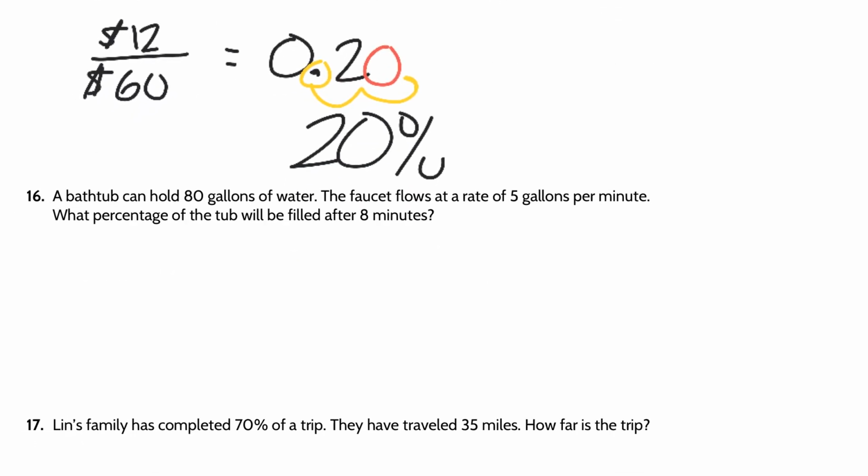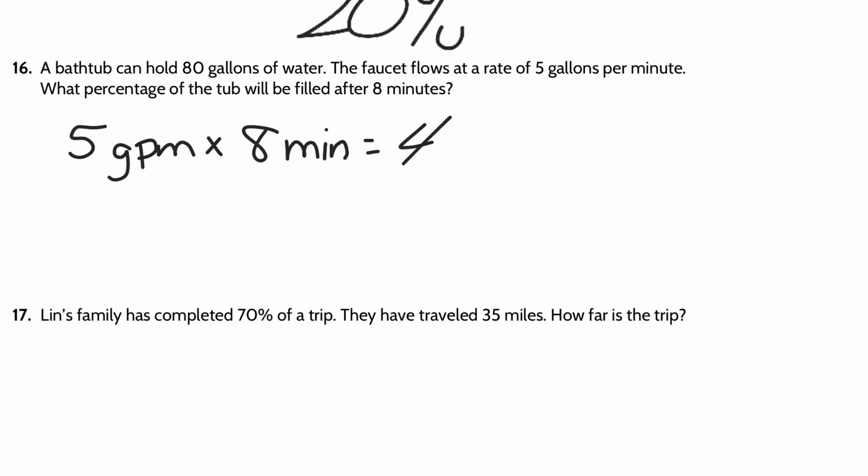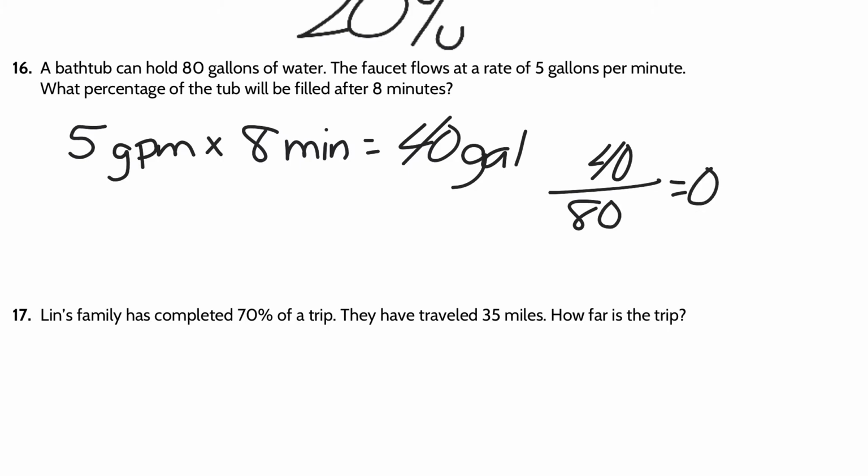A bathtub can hold 80 gallons of water. The faucet flows at a rate of 5 gallons per minute. What percentage of the tub, that is, will be filled after 8 minutes? Let's find out how many gallons that is first. If we have 5 gallons per minute times 8 minutes, that gets us 40 gallons. And if I take my 40 gallons that I filled it up with, divided by the 80 that there is, we'd be at 0.5, which, again, 0.50, which is simply 50%.